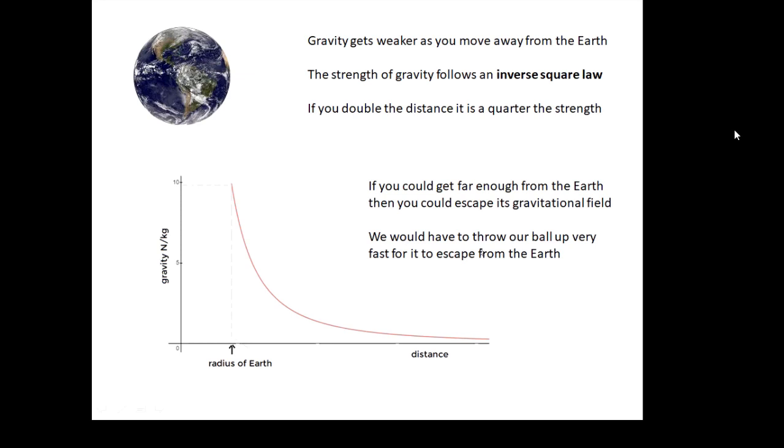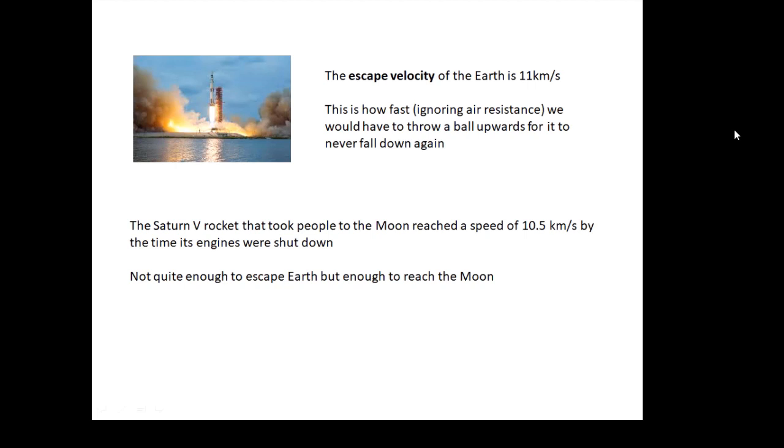Now, to do that, we would have to throw our ball up very, very fast. We'd have to give it lots and lots of kinetic energy. How fast would we have to throw our ball up in the air? Well, that's called its escape velocity. The escape velocity of the Earth is 11 kilometers per second. That means, ignoring air resistance, that if you threw your ball up in the air at 11 kilometers per second, then you'd never see it again. It would escape the Earth's gravitational field.